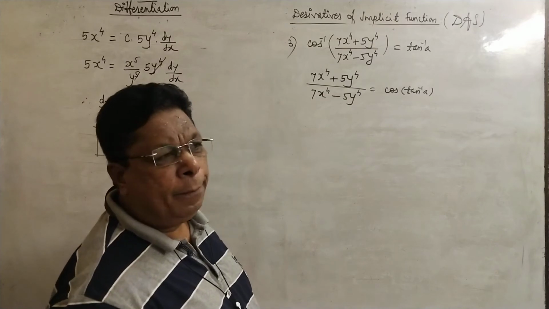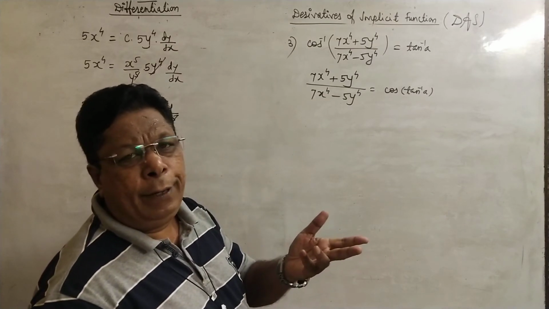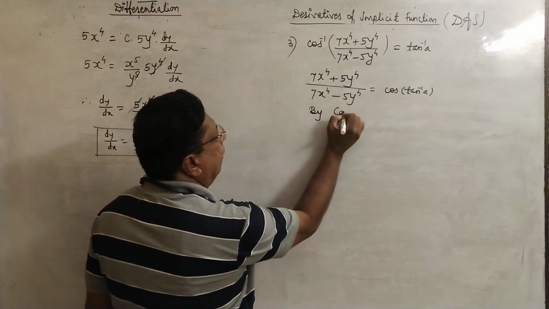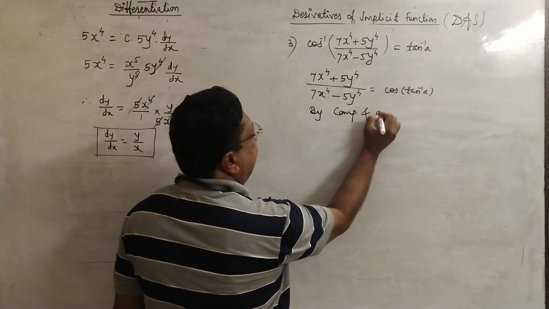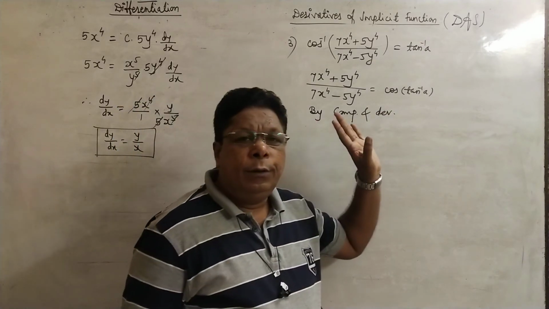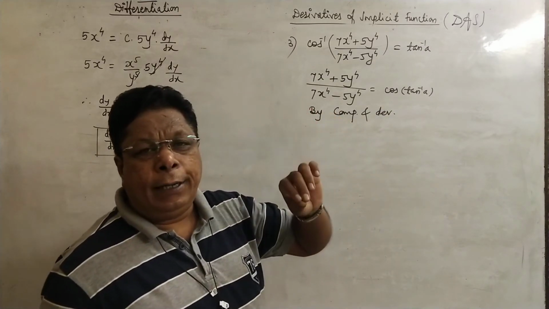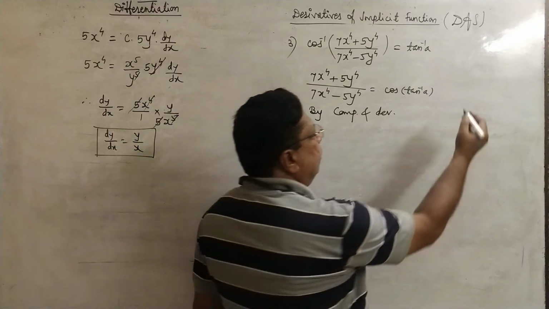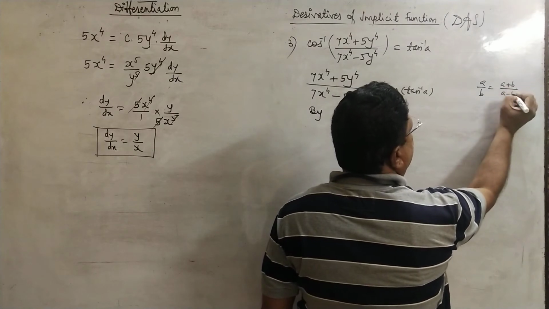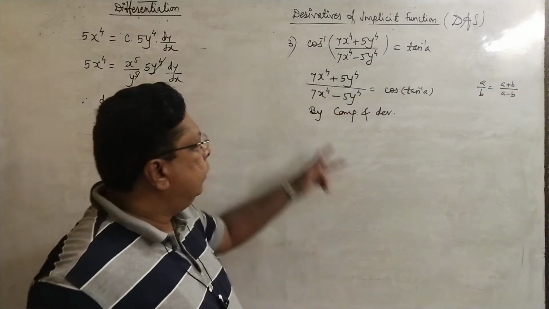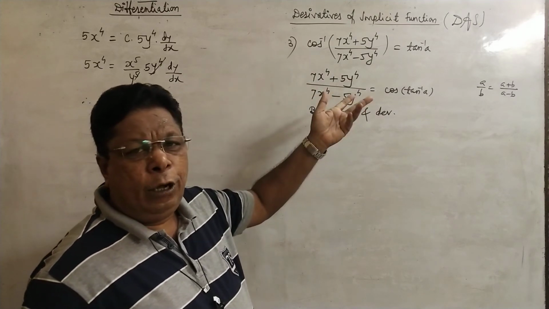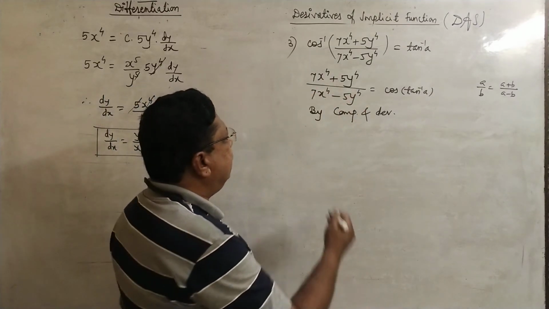Exactly. Now you have to do the same thing. What is the next step? Use componendo and dividendo. What is componendo and dividendo? If a upon b, then it is (a plus b) upon (a minus b). Same thing we have to do. This is a upon b. In the numerator, numerator plus denominator; in the denominator, numerator minus denominator.